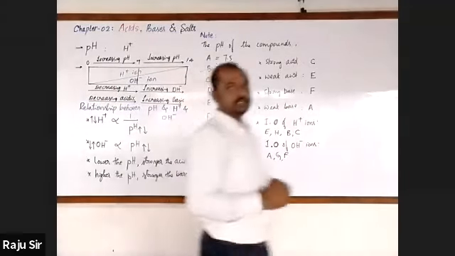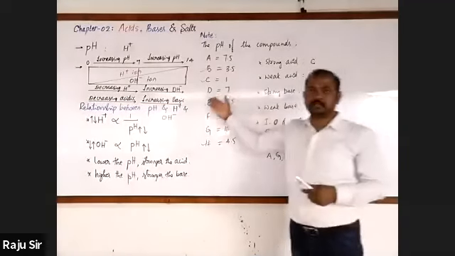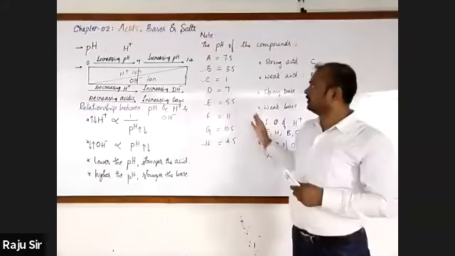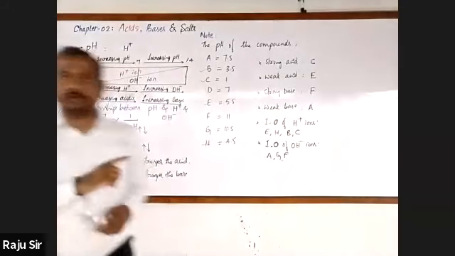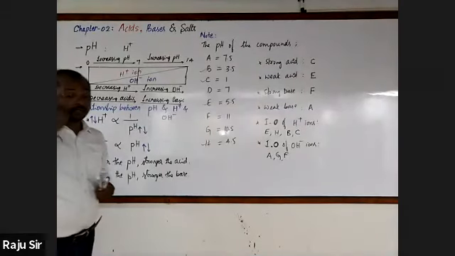Which among these is neither acidic nor basic? It is B. It is equal to 7. Its pH is 7. Neutral. Have you copied? Okay. Next.